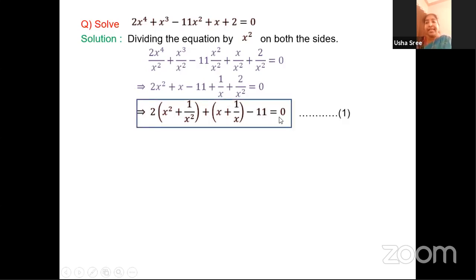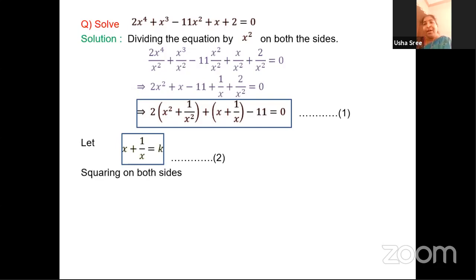We will call it equation number 1. Now, I think you got some idea how to solve this problem, like what we have done in our previous problems, isn't it? So you have it as (x² + 1/x²) in one bracket, (x + 1/x). We will take x + 1/x = k as the substitution. Now, when we do that, we will take squaring on both sides, children. Then you will be getting x² + 1/x² + 2·x·(1/x) = k².